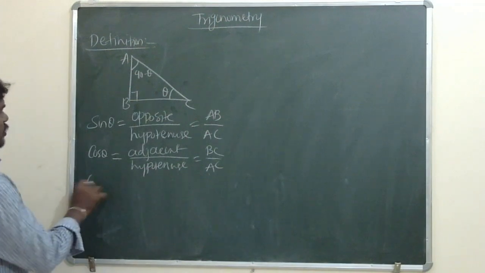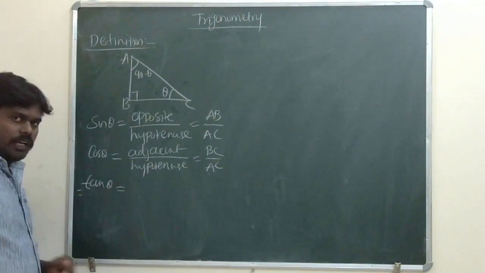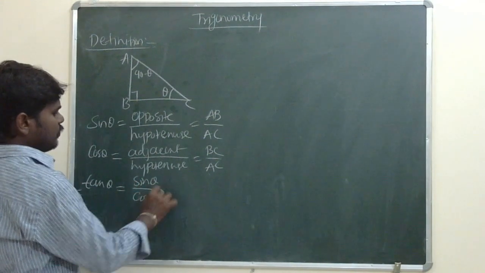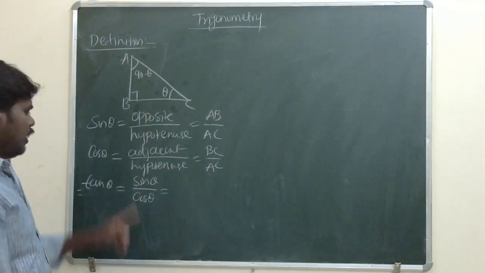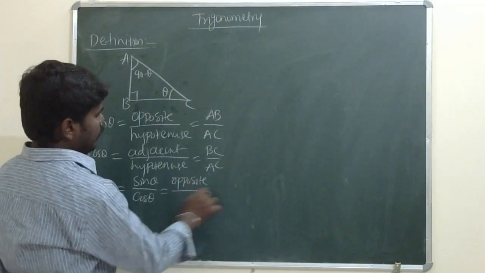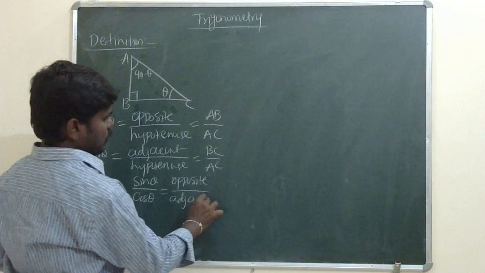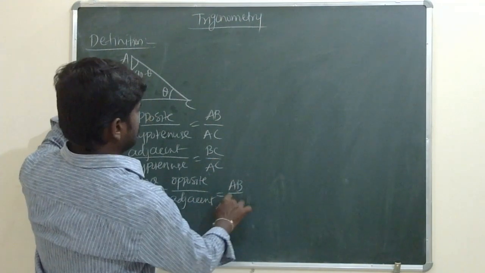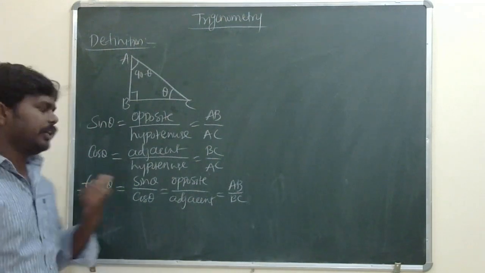Next trigonometric ratio is tan theta, and this tan theta is nothing but the ratio of the sine and also cos, means sin theta by cos theta, or else you can write opposite side by adjacent. So here opposite is AB, adjacent is BC. So AB by BC is the tan theta.